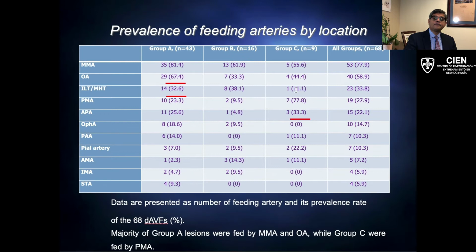Now, if you basically describe the supply, you can see group A is supplied by the middle meningeal, the occipital artery, and some of the internal carotid artery branches. Whereas when you come to the posterior group, you can see that it's predominantly the middle meningeal artery, but there's also supply from the ascending pharyngeal, the middle meningeal artery, and the occipital artery.